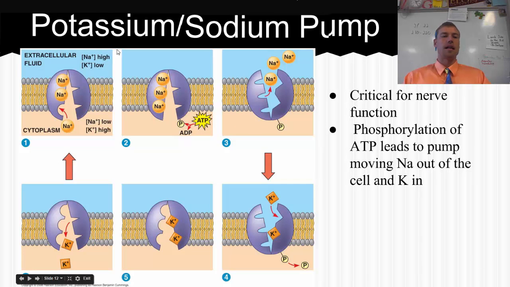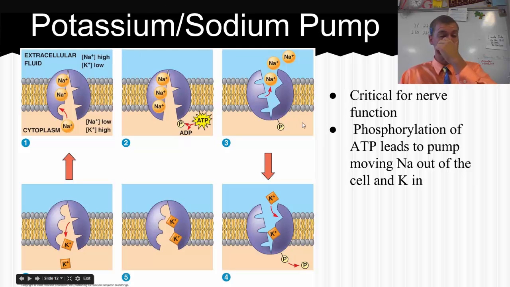Another really classic example of a protein pump is the potassium-sodium pump. This is definitely one that you want to be aware of how it works. Basically what happens is that in your nerve cells, you have a high concentration of potassium inside the cell and a high concentration of sodium outside the cell. And in order to drive the action potential of a nerve, you need to maintain that concentration. So what happens is that we have a protein that fills up with sodium.